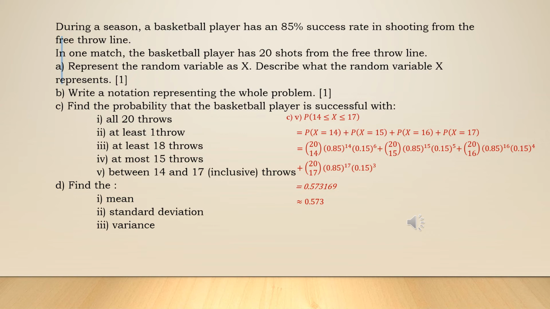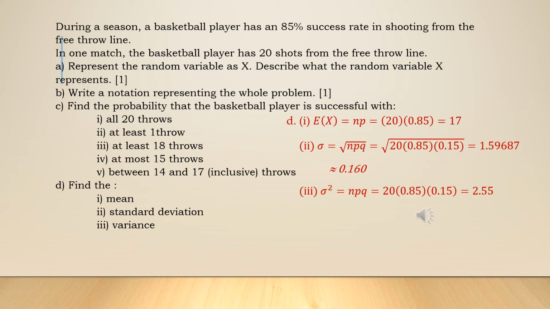So we use our graphic display calculator, TI Nspire CAS. And then our probability will be equal to 0.573169, and then we round it off to three significant digits. So finally, we have an answer which is 0.573.